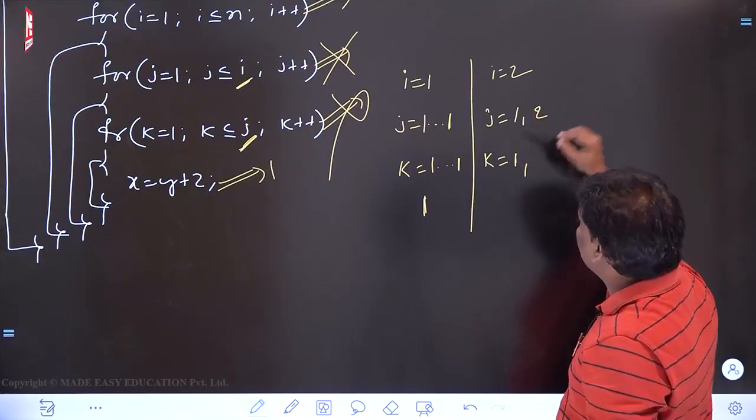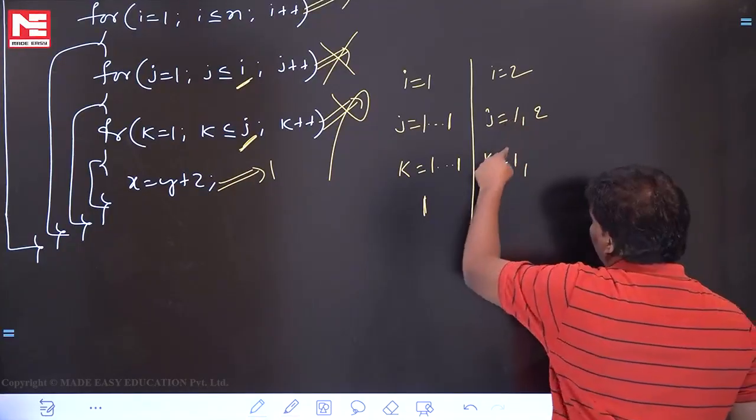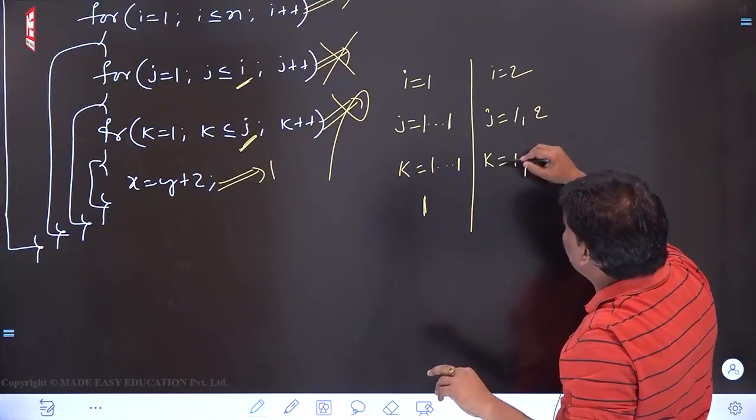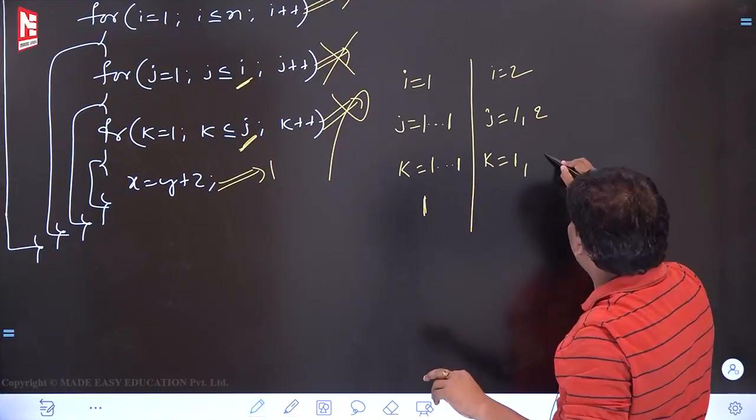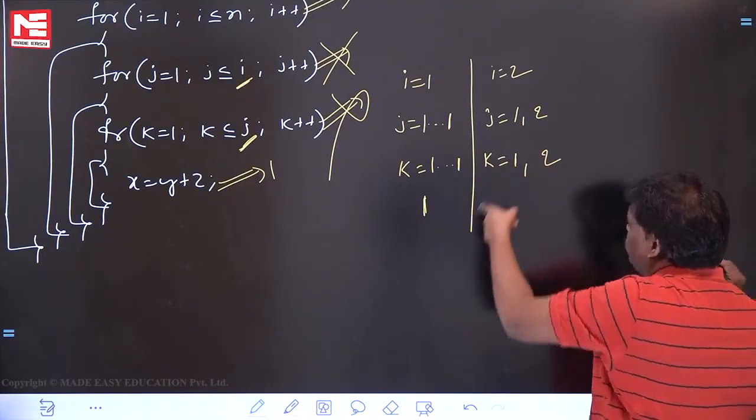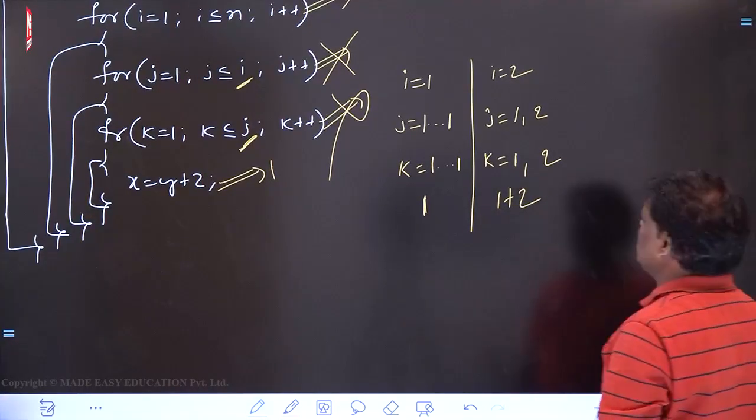If the J value is 2, what is the answer for the K loop? For J value 1, the K loop is 1 to 1, so 1 time. If the J value is 2, the K loop is 1 to 2, so what is the answer? I think 2 times. So J value 1, K loop is 1 time; J value 2, K loop is 2 times. So when I value is 2, this will go 2 times. So I think this is the answer.